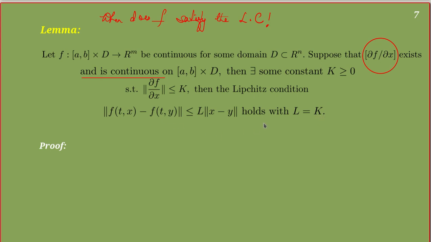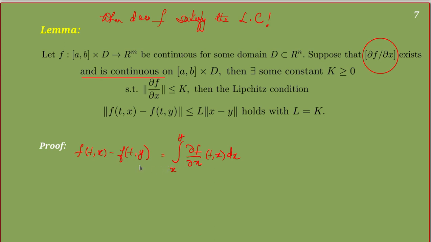So we will see the proof of that. What does this condition say? Now we will try to find out the conditions here. We will see f(t, x) minus f(t, y). I can write this as the integral from x to y of ∂f/∂x (t, x) dx.